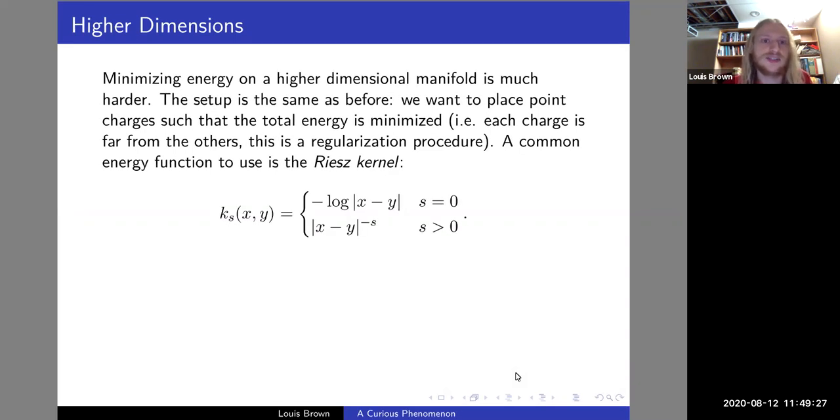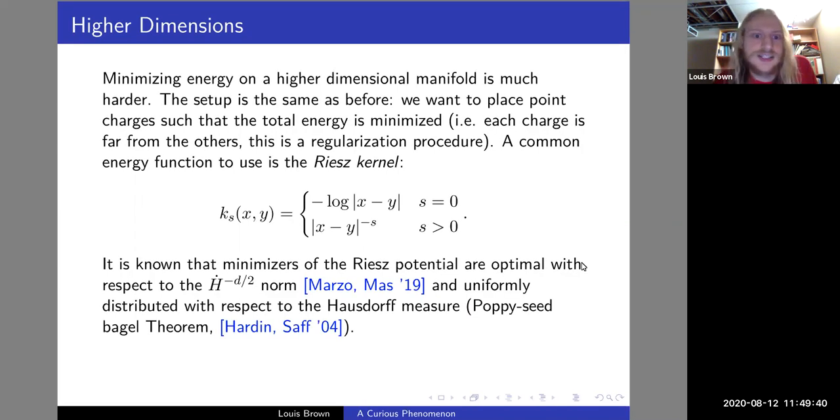So a common energy function to use is the Riesz kernel, defined by k sub s of x, y is minus log of the distance between x and y, or the distance between x and y to the minus s. And it's known that the minimizers of the Riesz potential are optimal with respect to the Sobolev minus d over 2 norm from Marzo and Mas 2019. And we also know that they're uniformly distributed with respect to the Hausdorff measure, which is referred to as the poppy seed bagel theorem from Hardin-Saff 2004, so-called because you could use it to think about the distribution of poppy seeds over a bagel, a 2-torus.